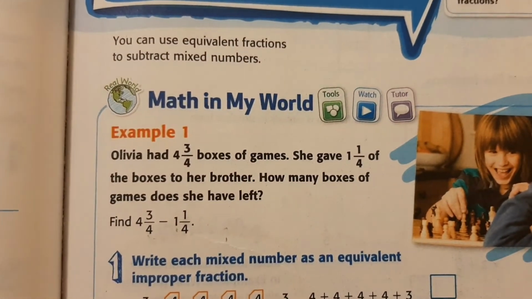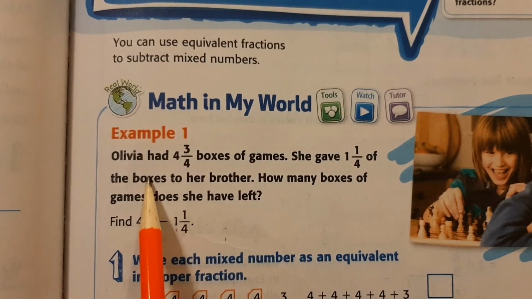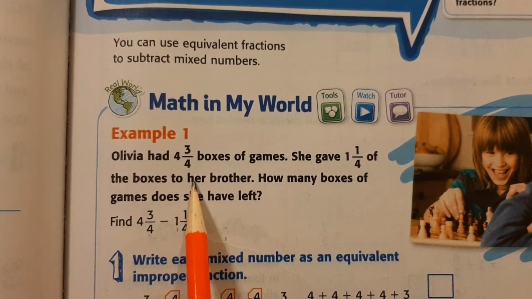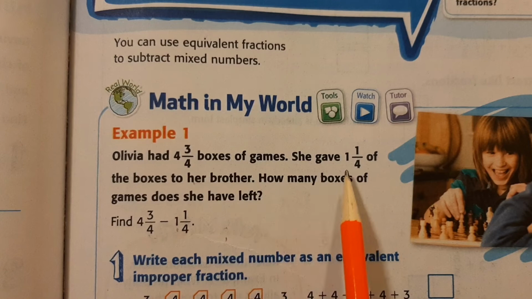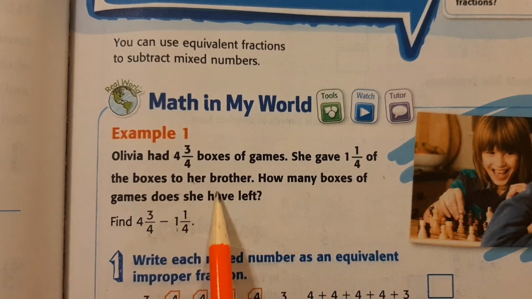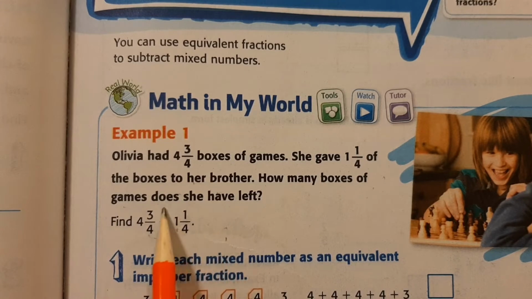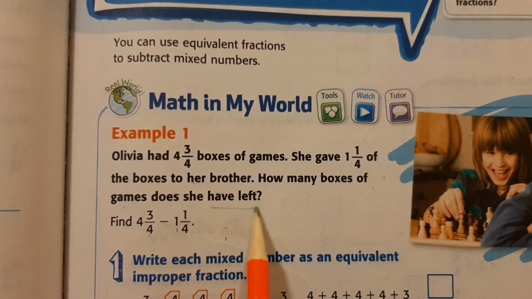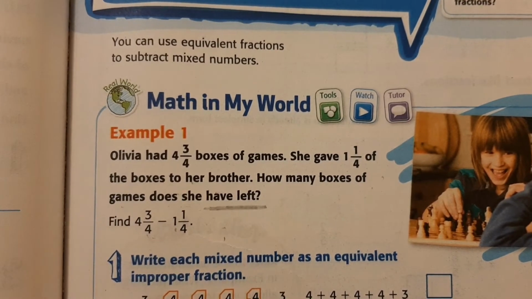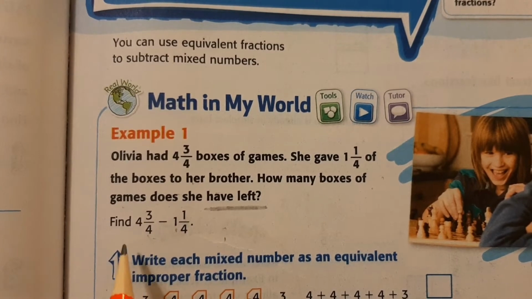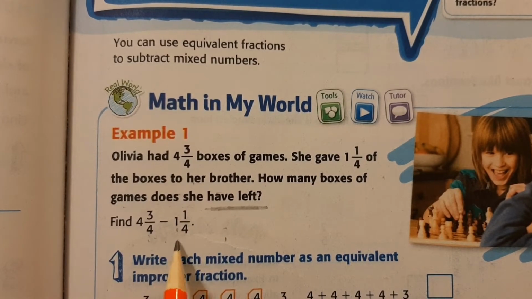The first one is a good word problem. Olivia had 4 3/4 boxes of games. She gave 1 3/4 of the boxes to her brother. How many boxes of games does she have left? That indicates that we're going to be subtracting. So you have 4 3/4 minus 1 3/4.